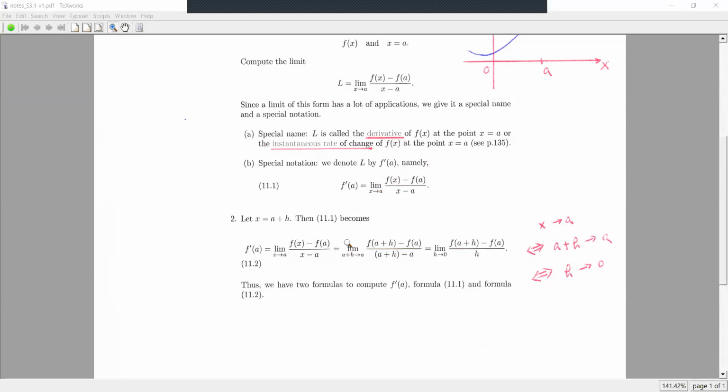Now, simplify this limit. a plus h is approaching a. Then what number is the variable h approaching? Approaching 0. a plus h minus a is h. Then we have a second formula to compute the derivative of the function f at the point a. The book calls this formula and this formula the definition of the derivative of the function at the point a.